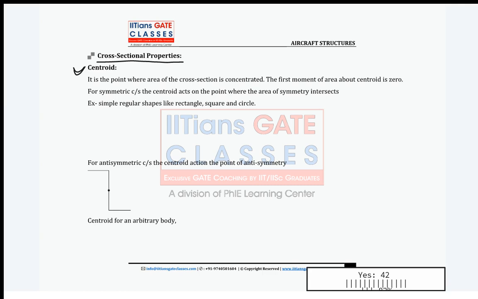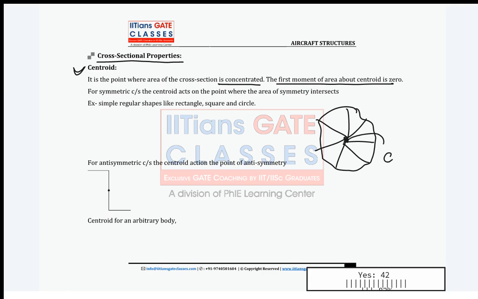So what is the centroid? The centroid is a point where the area of the cross section is concentrated. The entire area of the cross section is concentrated there, or you can say the first moment of area about the centroid is zero. Right? So that is the definition of the centroid. See, suppose this is an arbitrary cross section. There will be one point where the entire area will be concentrated. That point is known as the centroid.